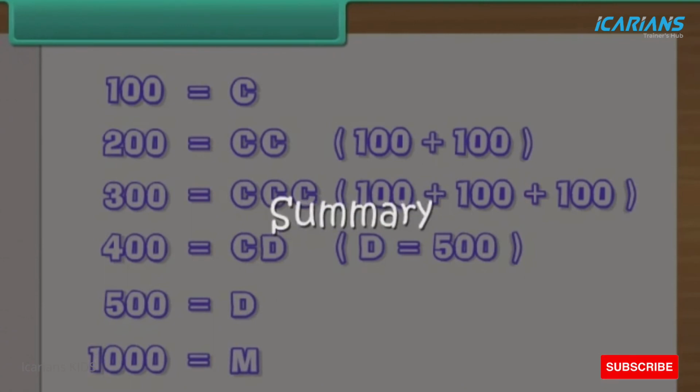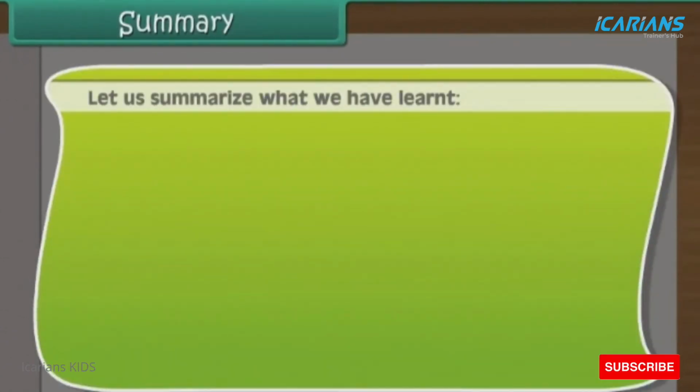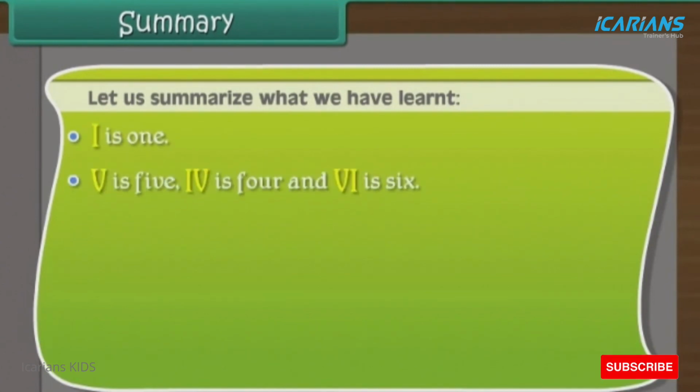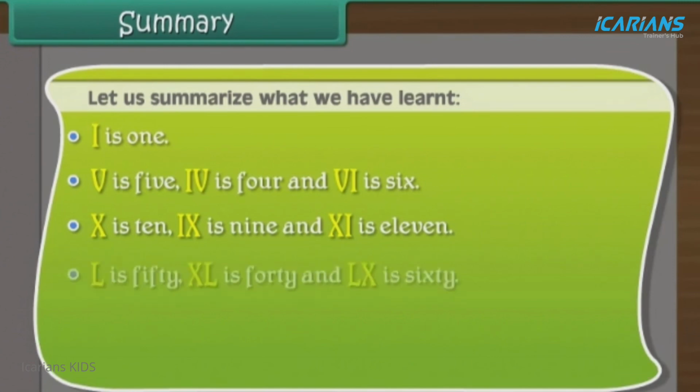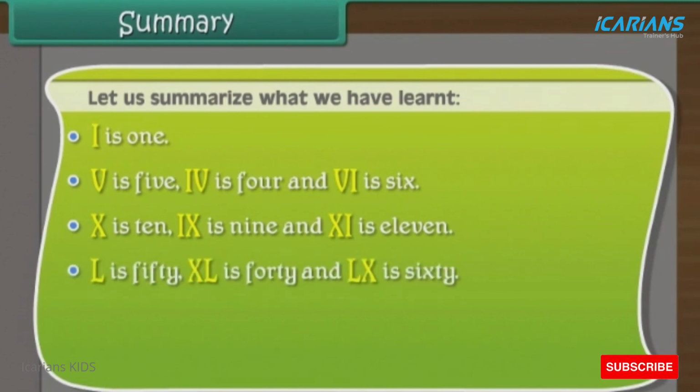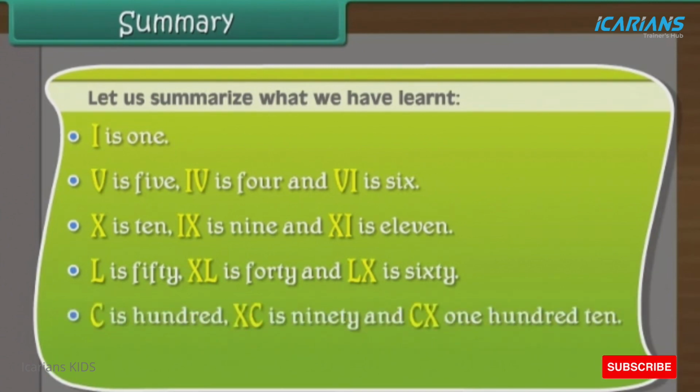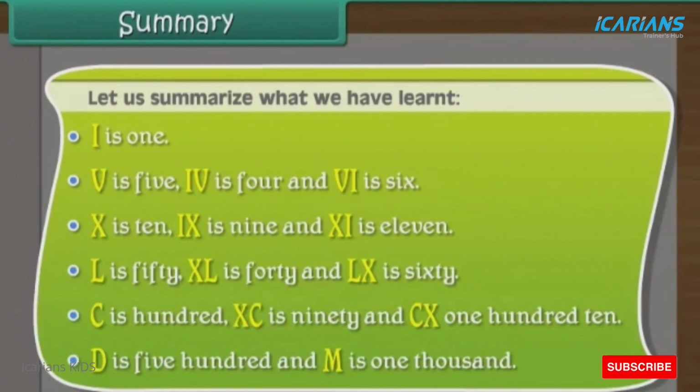Summary. Let us summarize what we have learned. I is 1, V is 5, IV is 4, and VI is 6. X is 10, IX is 9, and XI is 11. L is 50, XL is 40, and LX is 60. C is 100, XC is 90, and CX is 110. D is 500, and M is 1000.